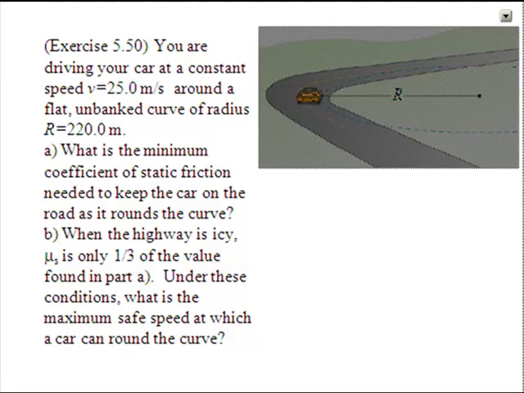Alright, so let's consider this situation where we have a car driving along at a constant speed of 25 meters per second around a flat, unbanked curve of radius 220 meters. We want to know what the minimum coefficient of static friction that's necessary to keep it on the road is, and we want to know if we had only 1/3 that value, how fast could we go around the road safely?